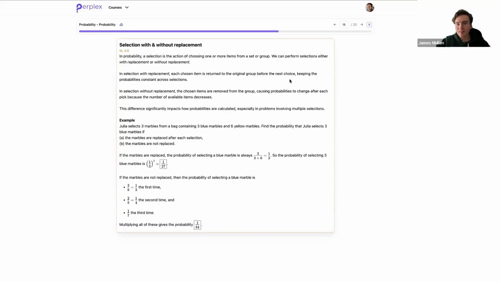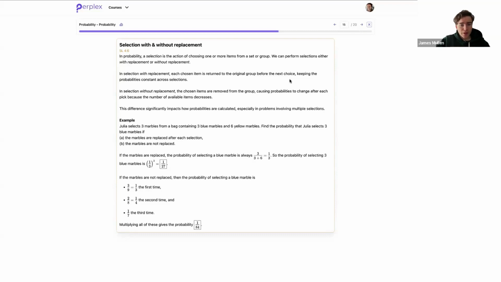When I replace, it means that every item is returned to the original group before the next choice, so the probabilities don't change across selections. If I don't have replacement, then when I remove an item, it changes the group and therefore changes the probability of each subsequent pick. So let's see an example of both.